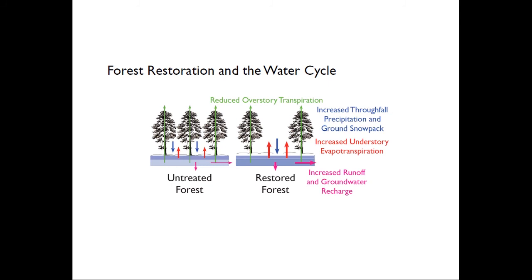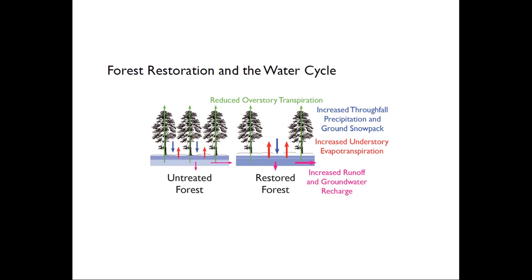So this is our conceptual model of how we think forest restoration will affect the water cycle, comparing an untreated forest to a restored forest. First and foremost, we'd expect an overall reduction in total overstory transpiration. Fewer trees using water, we expect to mean overall less water getting used. We expect increased throughfall of precipitation, both for rainfall and for snow, so greater ground snowpack.